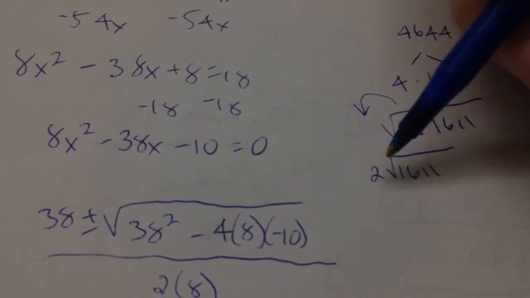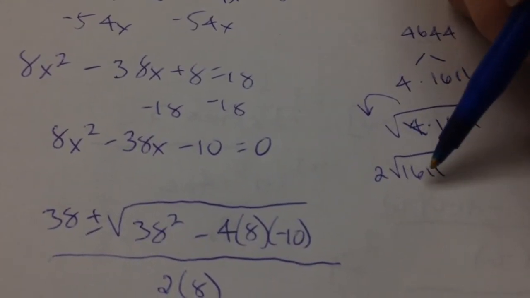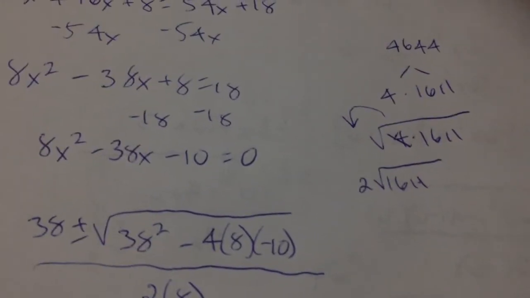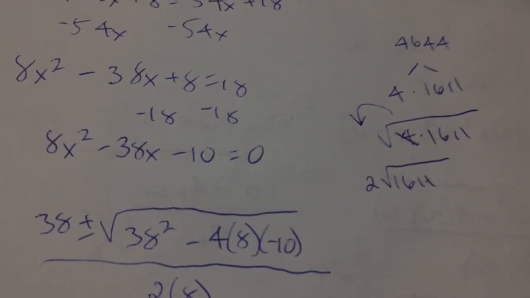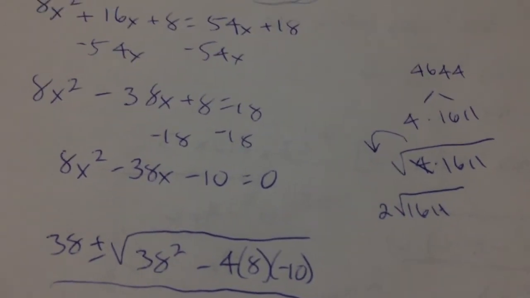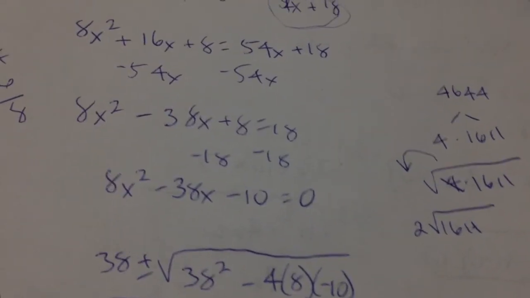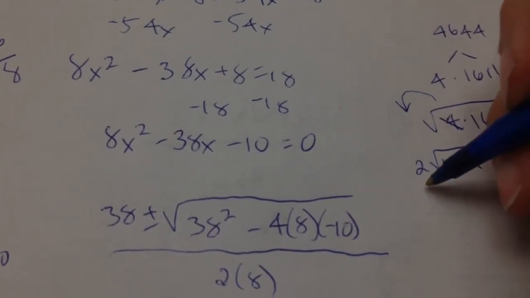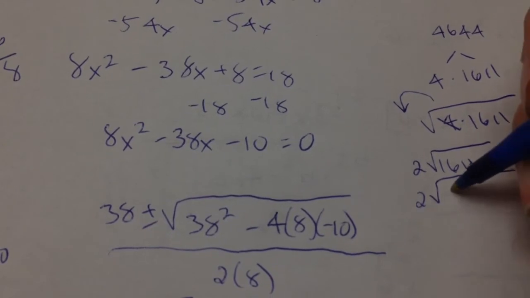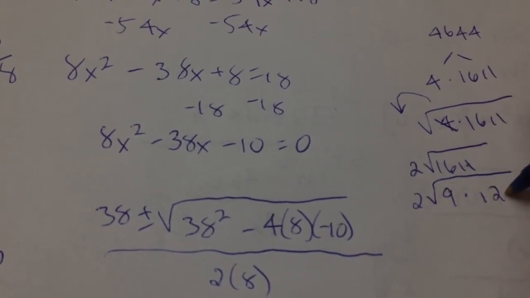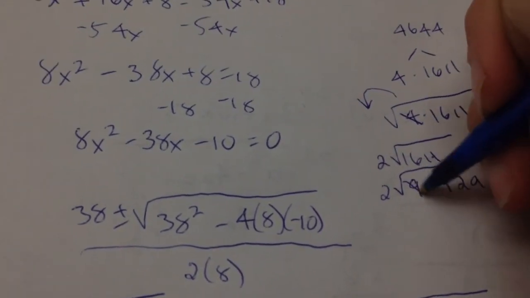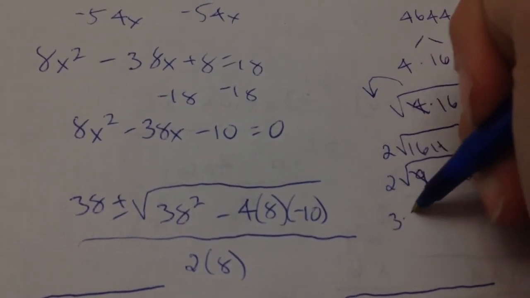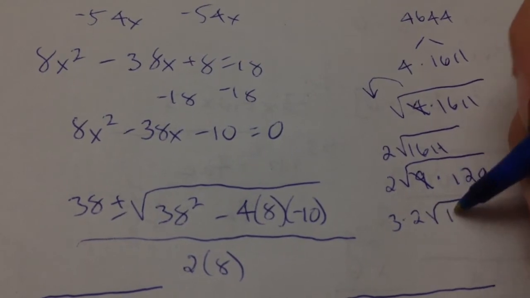Now I know that it's not an even number, so it can't be divided by 2, but let me try my next perfect square, which would be 9. So I'll divide it by 9. Oh good, that's another perfect square. Because 9 times 129 gets you there. So that cancels, and I have 3 times 2 times the square root of 129.